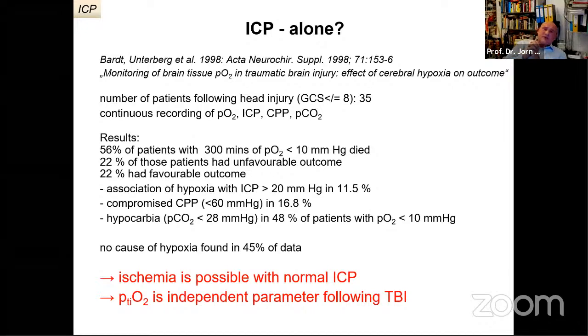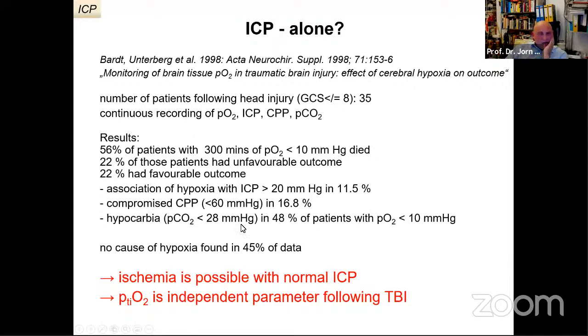Why should or do we measure ICP alone, or should we measure it alone? There are a couple of studies, and this is just an example, quite an old one from 1998. They looked at a number of patients, and they did a continuous recording of all different parameters: PO2, ICP, CO2, and the cerebral perfusion pressure. It was done in Berlin, I think. And you see the results here.